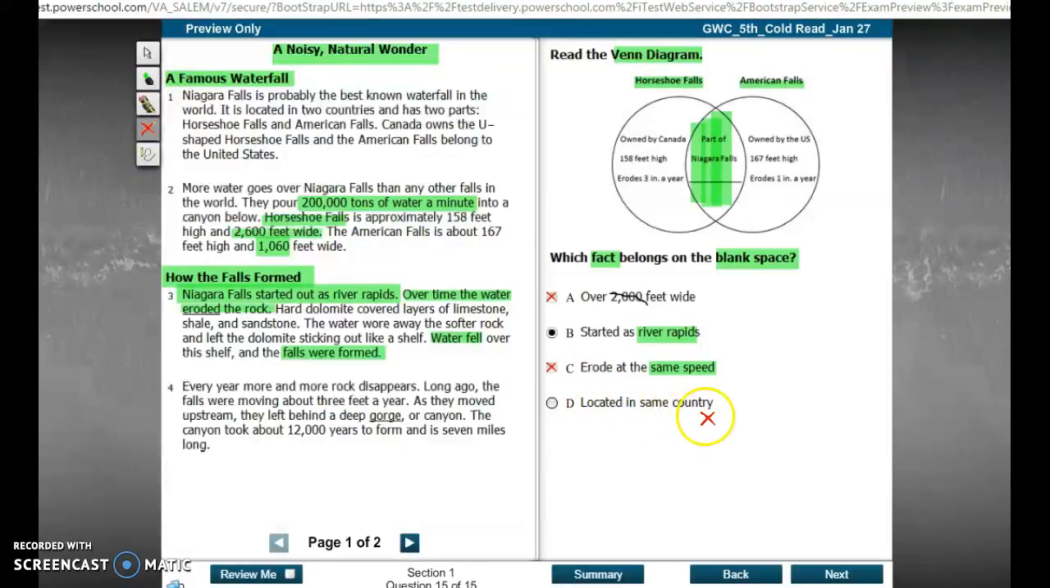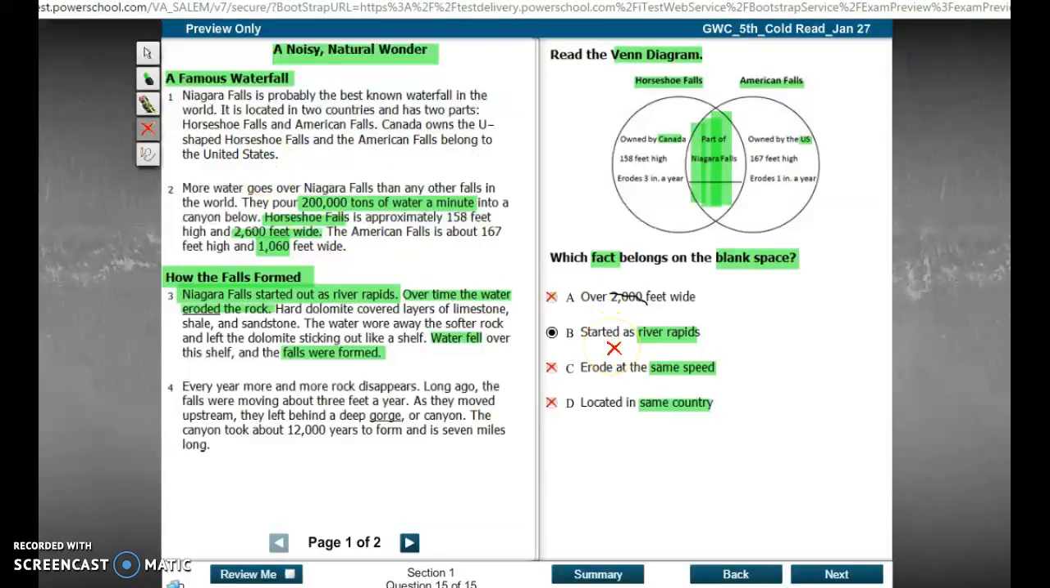D, located in the same country. Well, again, I see here Horseshoe Falls is owned by Canada. American Falls, it's called American Falls, is owned by the U.S. That is not the same country. And you can find that up here too. It's located in two countries and has two parts, Horseshoe Falls and American Falls. Canada owns the U-shaped Horseshoe Falls, and American Falls belong to the United States. So they're not in the same country.